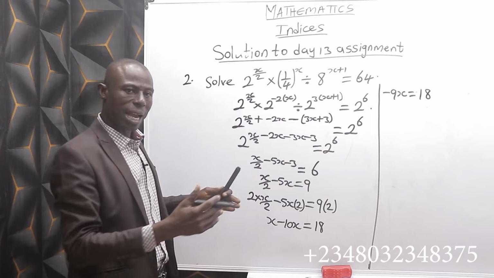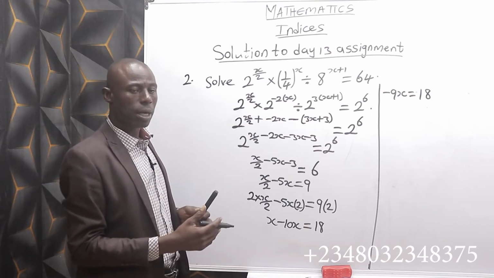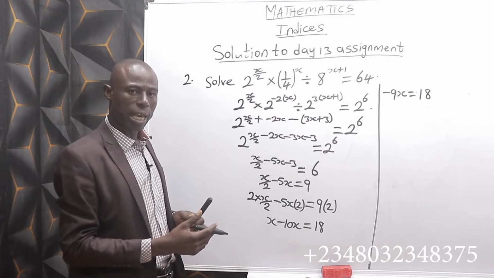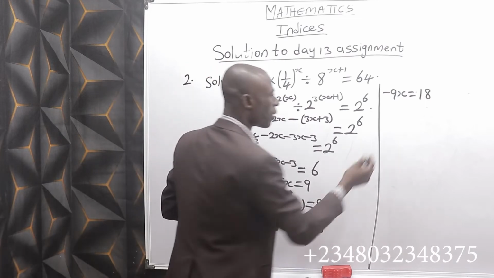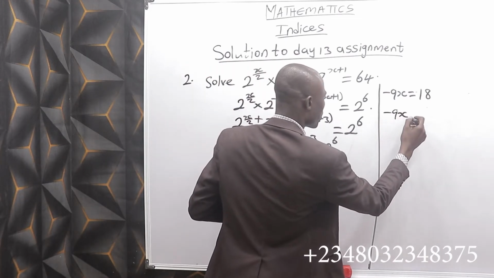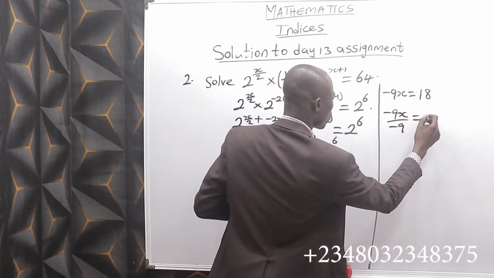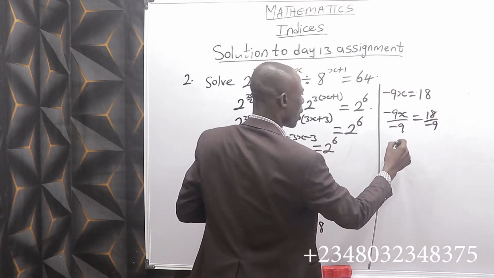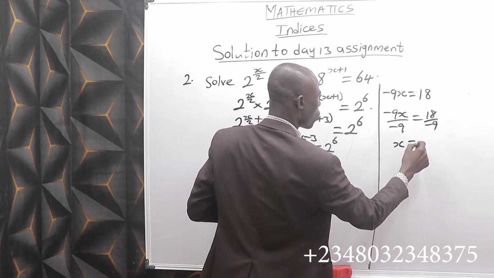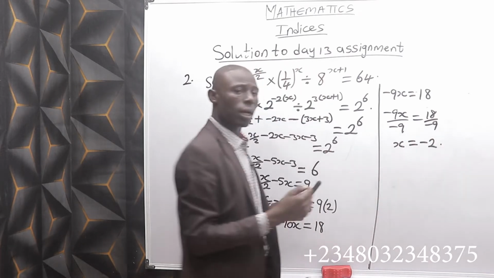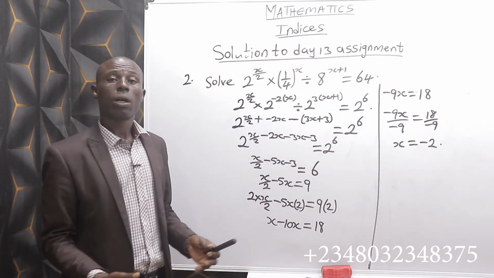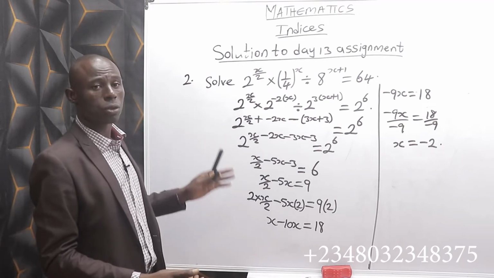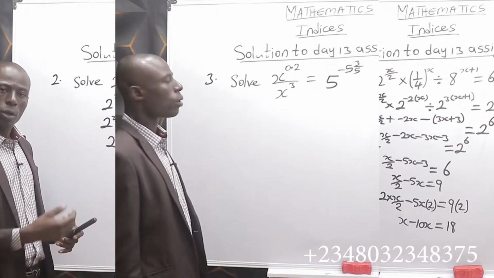We divide both sides by the coefficient of x. The coefficient of x there is negative 9. Dividing both sides by negative 9, we have negative 9x divided by negative 9 equals 18 divided by negative 9. So we have x equals negative 2. And that is the end of question 2 in the assignment.